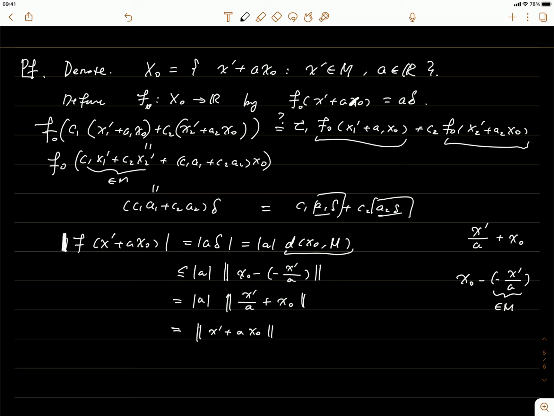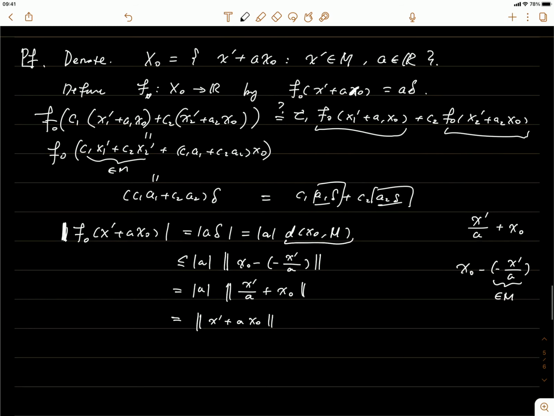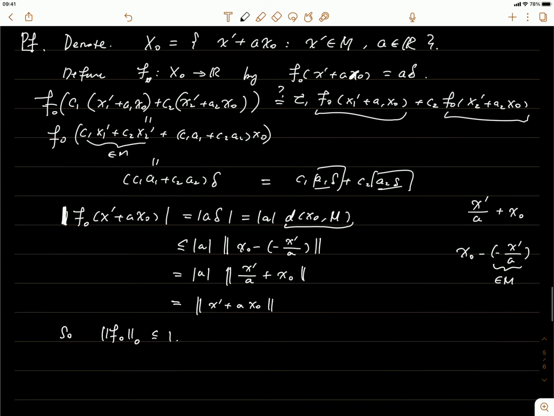Okay, so from here you can see, sorry, I should have the f naught here. From here you can see that the f naught over this x naught space should be bounded by 1. Okay, and this implies that f naught is actually a bounded linear functional over here.